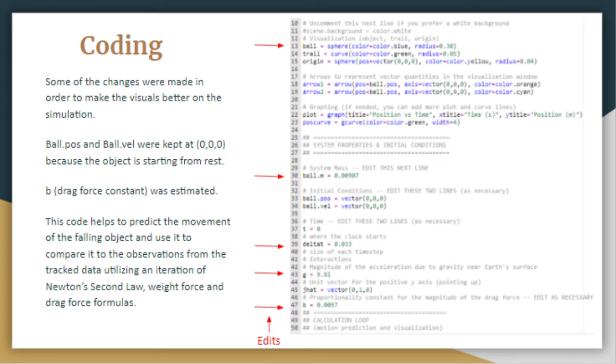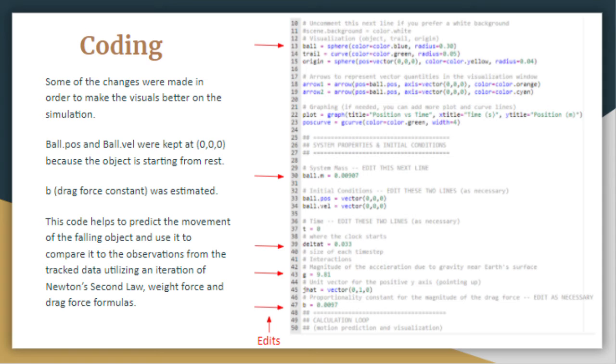For my code, I made sure that the initial conditions stayed at 0 because the object is falling from rest, and that the delta t matched the time steps of the tracker data. I also made sure that gravity was equal to 9.81 meters per second squared, and that the j-hat vector was a positive 1 because it will later be changed to be negative depending on the situation. The drag force coefficient was estimated to be 0.0097, and this drag force coefficient is used later in the code in the drag force equation.